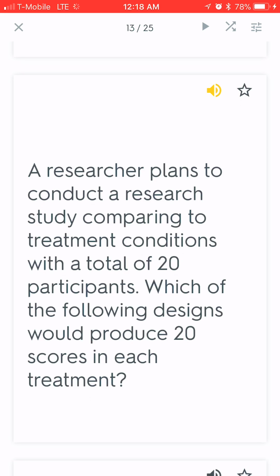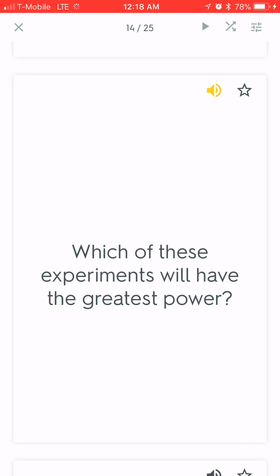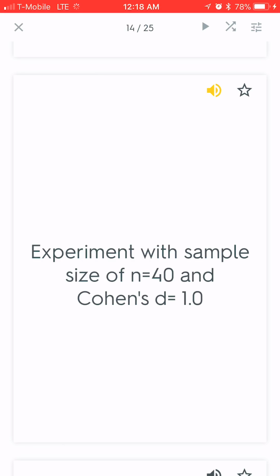A researcher plans to conduct a research study comparing two treatment conditions with a total of 20 participants. Which of the following designs would produce 20 scores in each treatment? A repeated measures design. Which of these experiments will have the greatest power? Experiment with sample size of n equals 40 and Cohen's d equals 1.0.